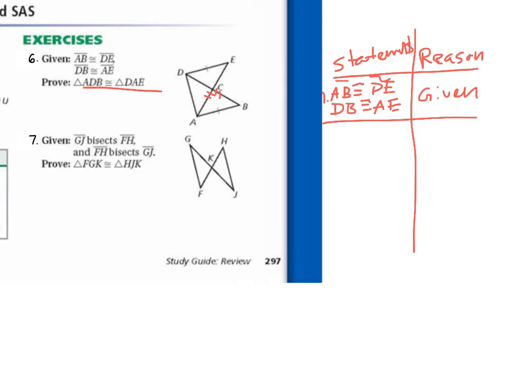So we need to prove that these 2 triangles are congruent. So we have 2 sides already. Do we have a third side or any angles we know that are congruent? DE and AB. We already said that one was congruent in the given. It's right here. So remember, we're looking at this triangle and this one.